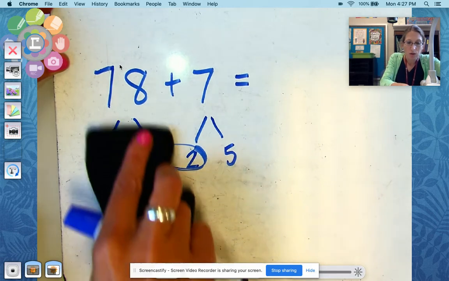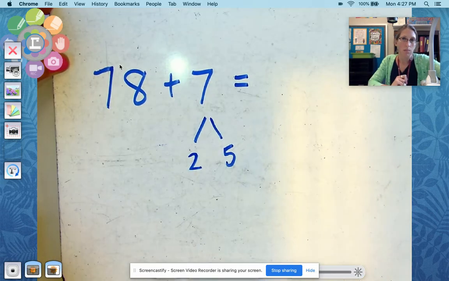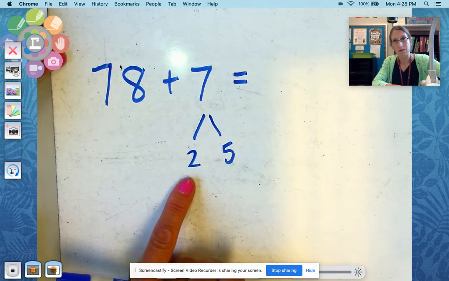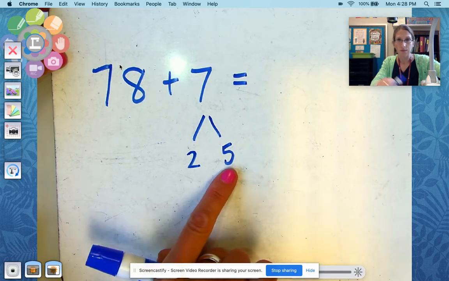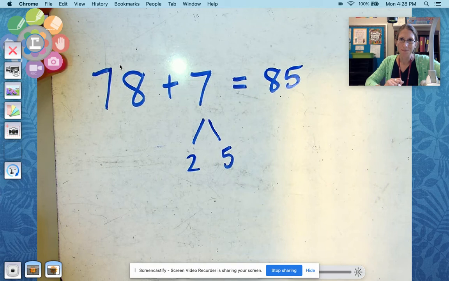Now, again, if you just want to kind of break apart one number, we could do it this way. And we could say, well, I know 78 plus 2 more gets me up to 80, and then 5. 85. And we could do it that way.